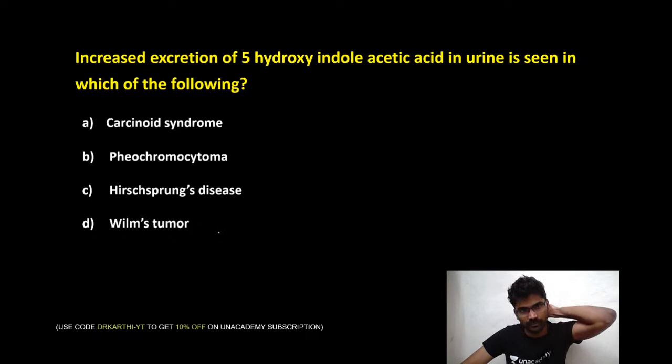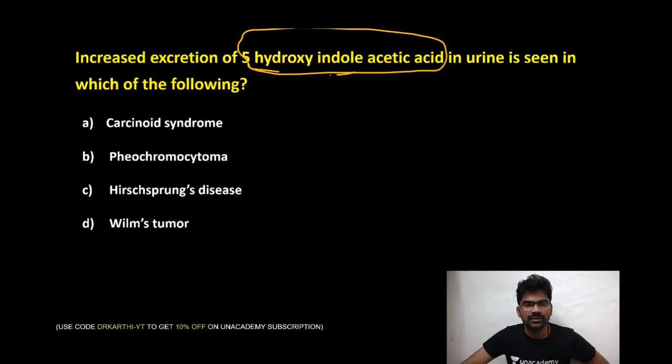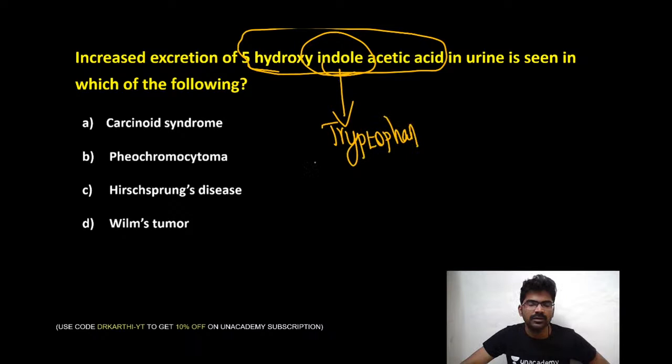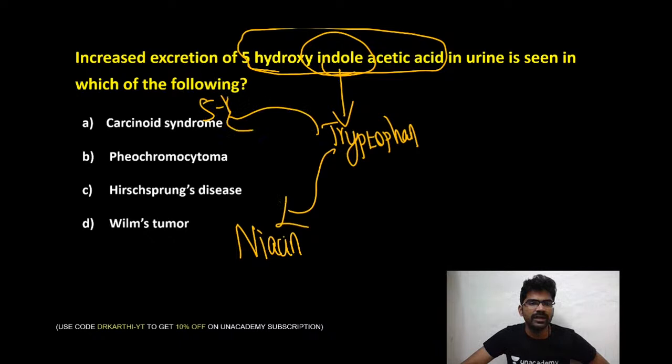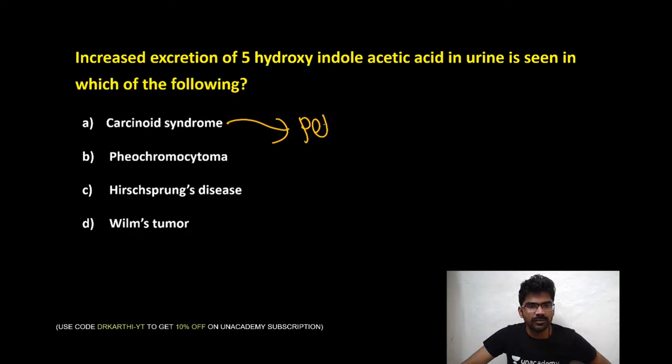So answer this. In which disease do you have increased excretion of 5-hydroxyindoleacetic acid? The indole ring is present in which amino acid? It's present in tryptophan. 60 milligram of tryptophan is equal to 1 milligram of niacin. So in carcinoid syndrome, all the tryptophan is converted into 5-hydroxytryptamine, serotonin. So tryptophan to niacin conversion gets affected. So carcinoid syndrome leads to features of pellagra. Pellagra-like features are seen in carcinoid.